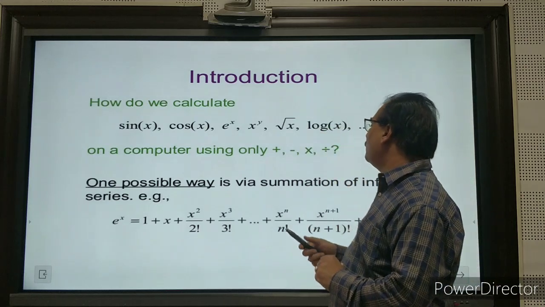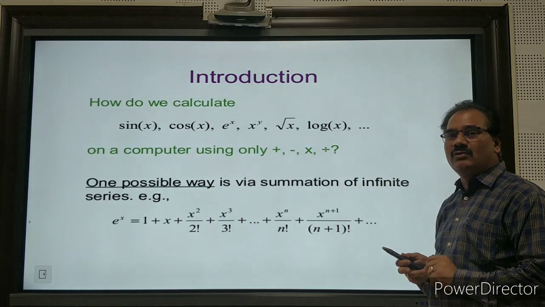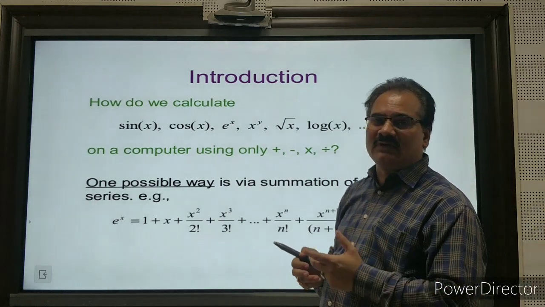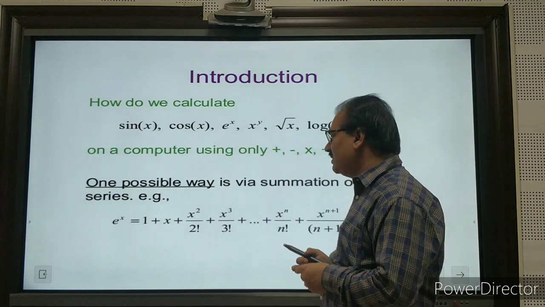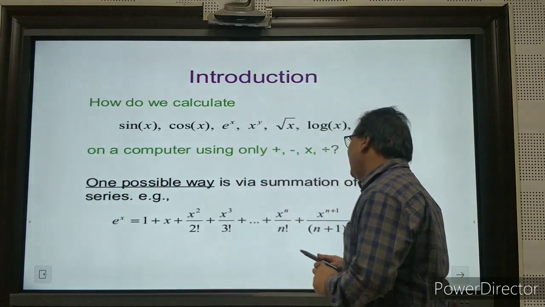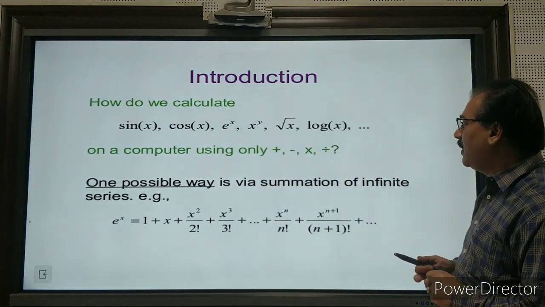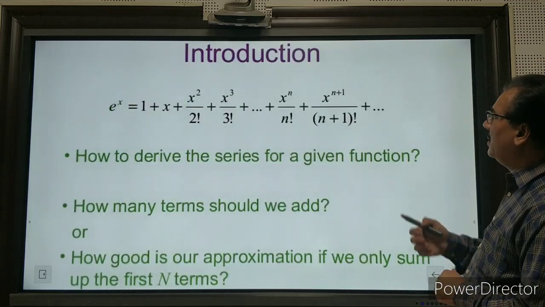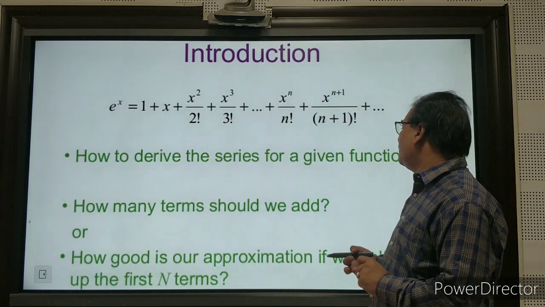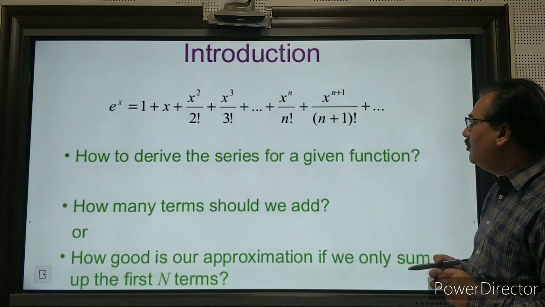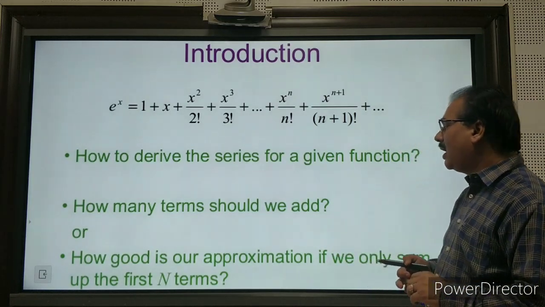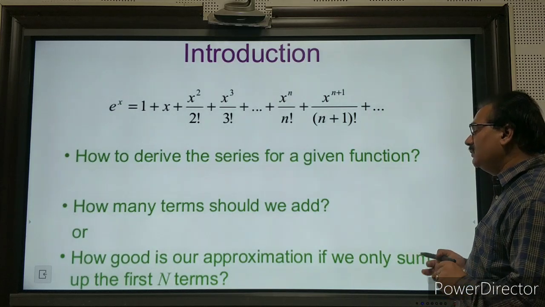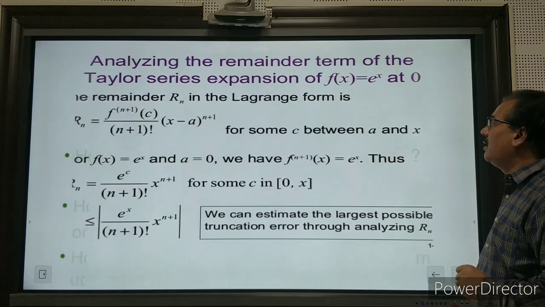On a computer, using only binary operations, you can say addition and multiplication, and the associated operations, meaning subtraction and division also. So one possible way is by summation of an infinite series like this. And now the questions are: how do we derive the series for a given function, how many terms should we add, or how good is our approximation if we only sum up the first number of terms.